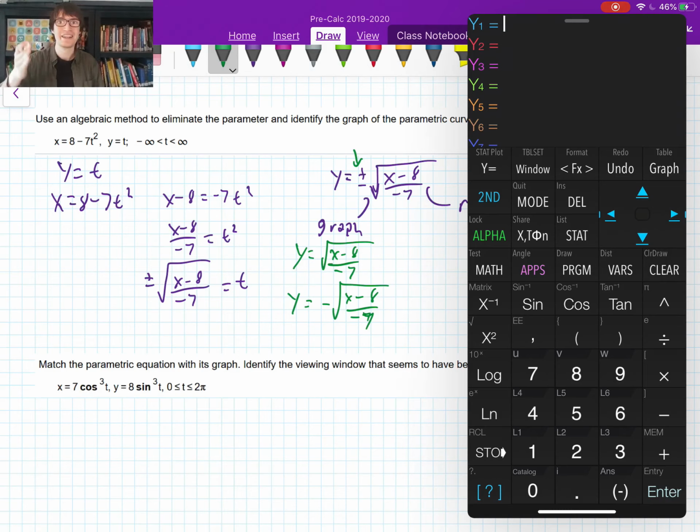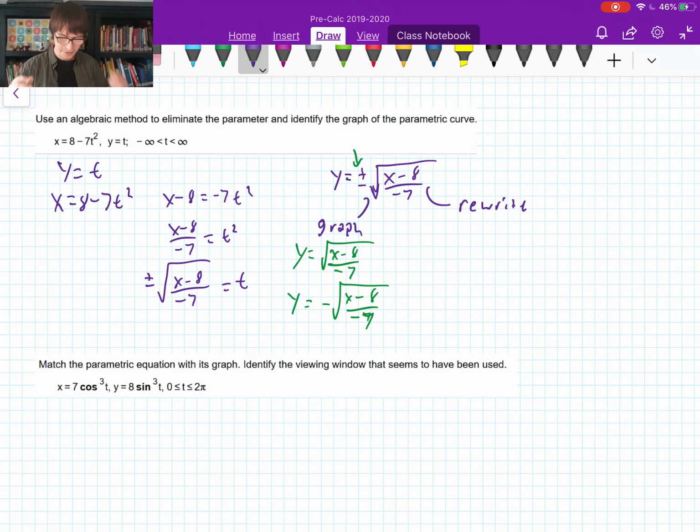But before we do that, let's look at what it means to rewrite the equation. If we rewrite this, let's try to rewrite it in a way that makes more sense. Square roots are really weird. I've never seen a form of a function that's in a square root. So let's try to get rid of that square root. Let's square both sides. So we get y squared equals x minus 8 over negative 7. It'll look almost like we're undoing the hard work we did, but I think we kind of need to do a little bit of that in order to make this make more sense.